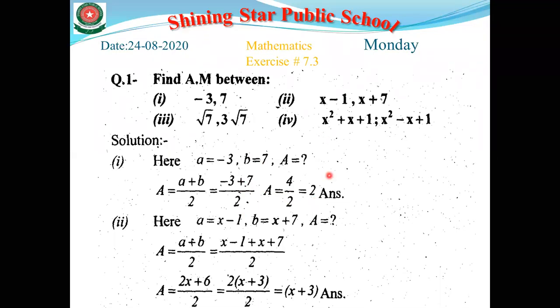Okay, now part number 2. Here x minus 1 and x plus 7. We have to find the arithmetic mean of x minus 1 and x plus 7. So it's very simple. Here a is x minus 1 and b is x plus 7. So it means we have to add x minus 1 plus x plus 7, because according to the formula we have here a plus b divided by 2.